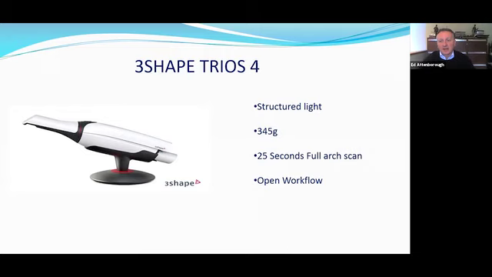Again, 3Shape is an open workflow. It did have a proprietary file format originally, but it's fully open now. And it comes with its own integrated suite of software. So this is more like the iTero in that you're getting a whole package rather than a basket of individual solutions that you have to put together.